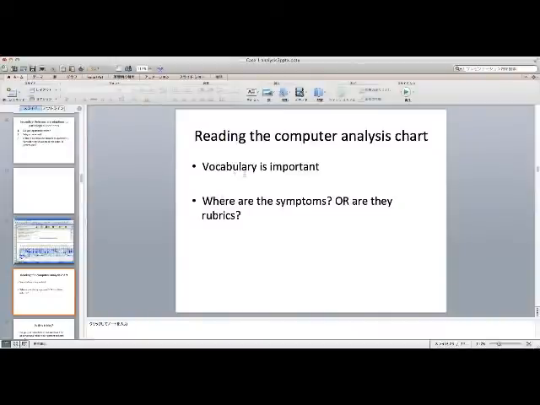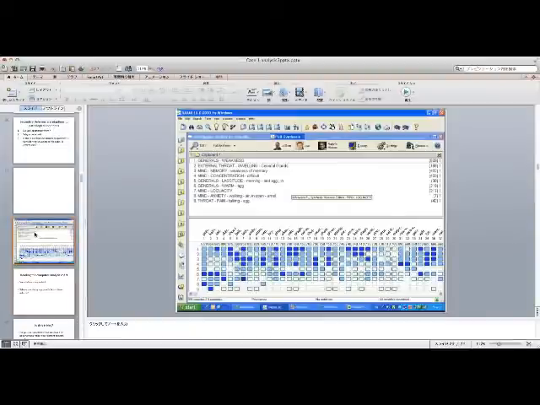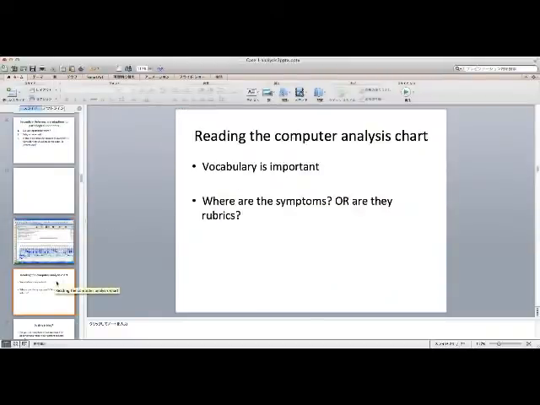So it's very important to keep track of this vocabulary if you're a beginner. Dr. Shadar keeps talking about symptoms because he's not selecting rubrics. He's selecting symptoms first. But what you pull up on a chart like this are rubrics. These are found in the repertory. Okay, so let's differentiate them.